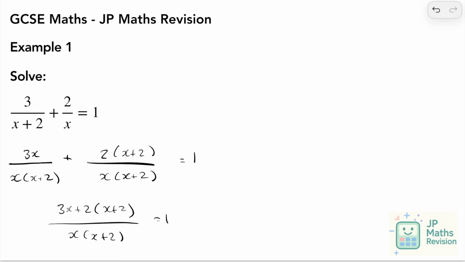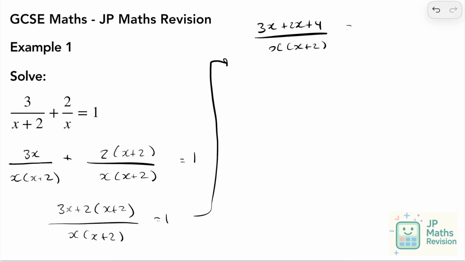And then I'm going to expand the top, so I'm going to do that over here. So I end up with 3x plus 2x plus 4 over x bracket x plus 2 equals 1. And then the numerators simplify to 5x plus 4 over x bracket x plus 2 equals 1. So now I'm left with this fraction.